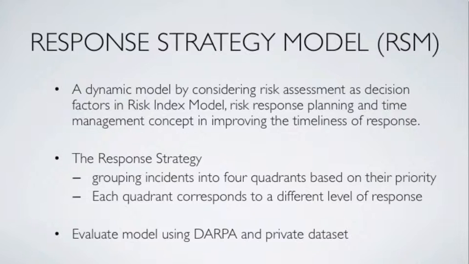And so, based on this risk index, incidents are being rated and ranked into a list, and then they are mapped into four quadrants based on that priority.